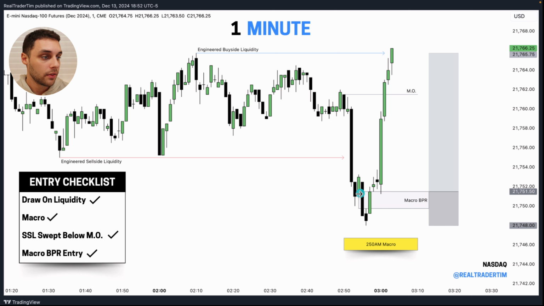So we close above, we come back into this. Now, for this particular scenario, we have a BISI or a bullish fair value gap overlapping with a SIBI or a bearish fair value gap.